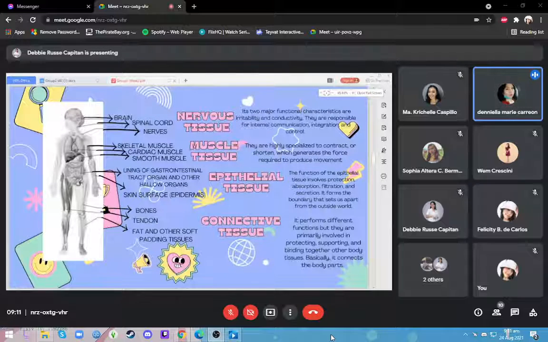Epithelial tissue. The function of the epithelial tissue involves protection, absorption, filtration, and secretion. It forms the boundary that sets us apart from the outside world. So it creates protective boundaries and is involved in the diffusion of ions and molecules. It is found in the lining of the gastrointestinal tract organs and other hollow organs, and it is also found in the skin surface or epidermis.